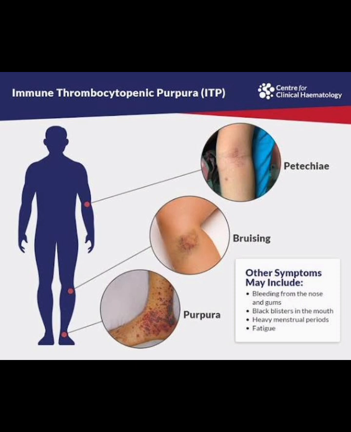ITP acute, we can tell 0 to 3 months, persistent 3 to 12 months, and chronic is more than 12 months.